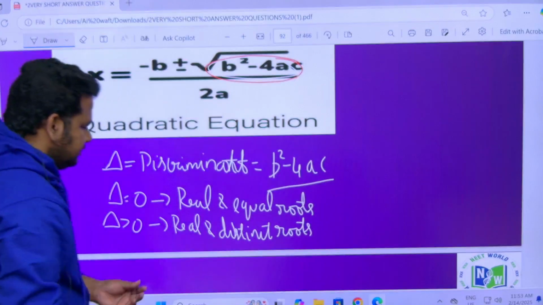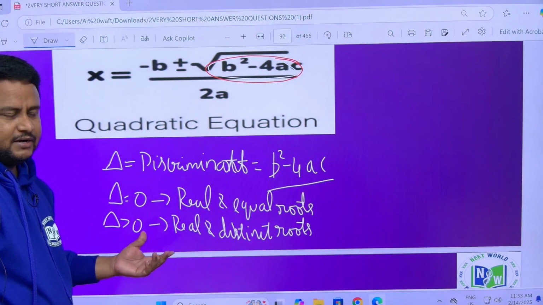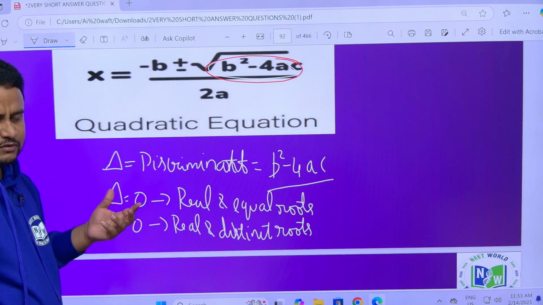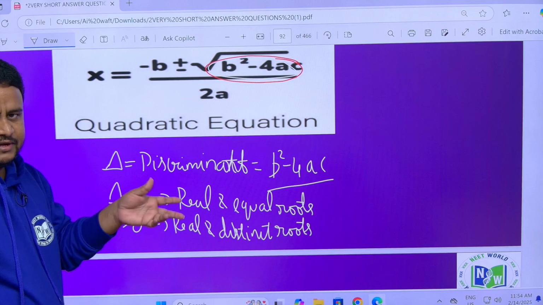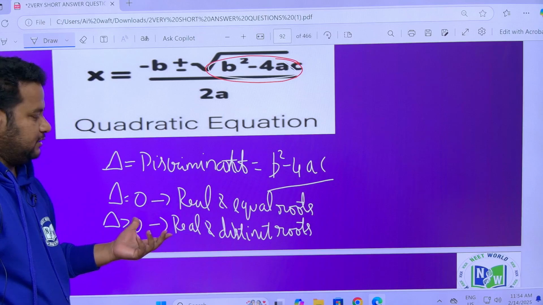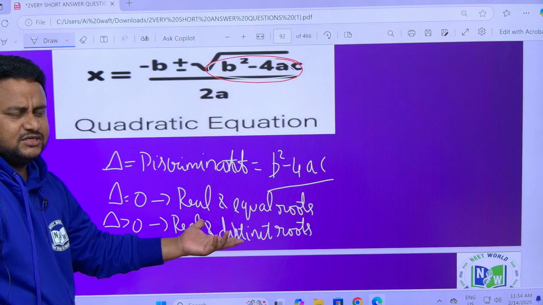That means what? Here also the roots will be real numbers, but they are not equal. One of the roots is 2, which means another root will be 5. One of the roots is root 3, which means another root will be 3, something like that. It will not be equal. Distinct means separate, I mean distinct means different.